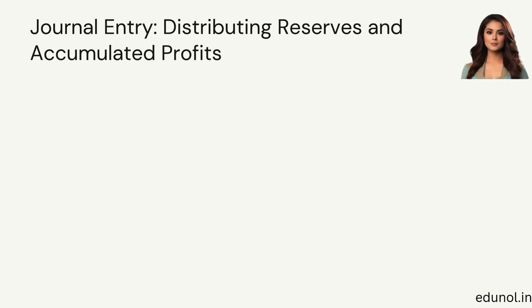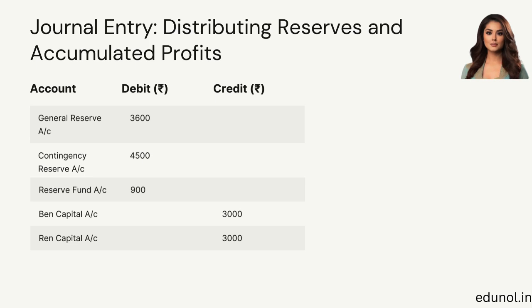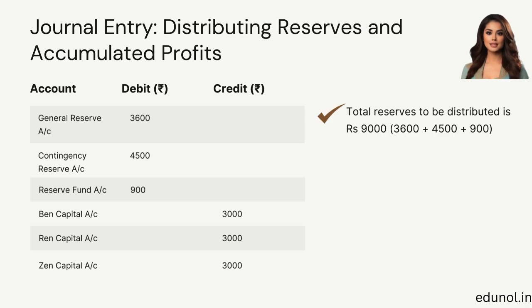The journal entry will be: General Reserve Account debit by 3,600 rupees. Contingency Reserve Account debit by 4,500 rupees. Reserve Fund Account debit by 900 rupees. Ben Capital Account credit by 3,000 rupees. Ren Capital Account credit by 3,000 rupees. Zen Capital Account credit by 3,000 rupees. Total reserves to be distributed are 9,000 rupees.